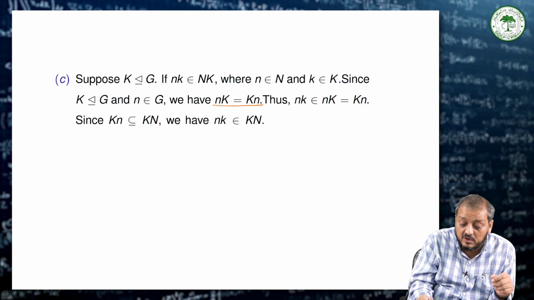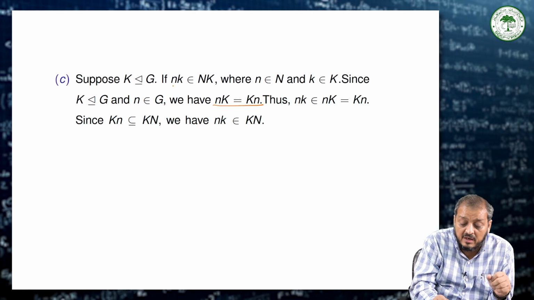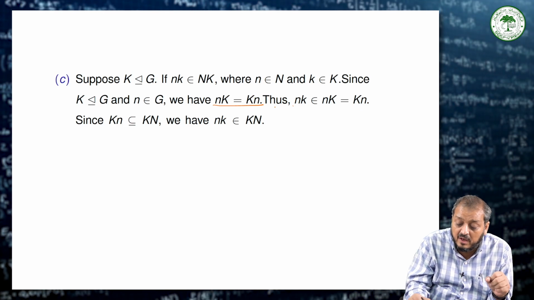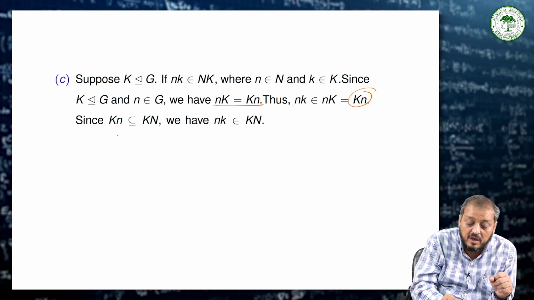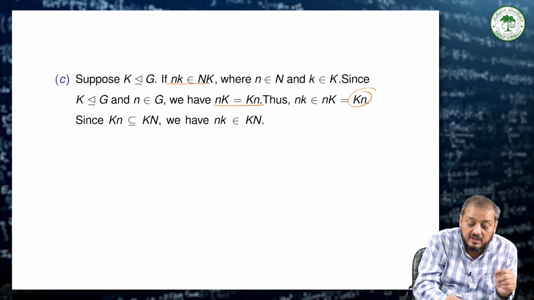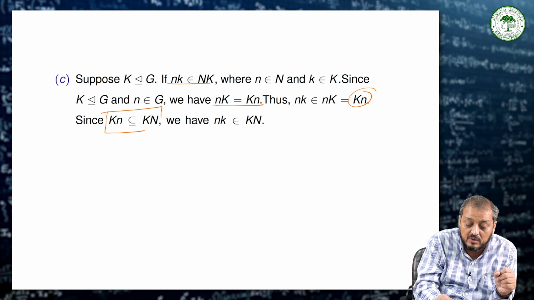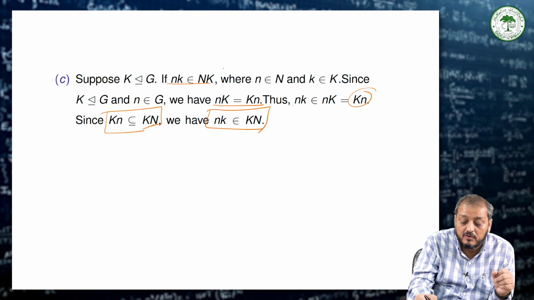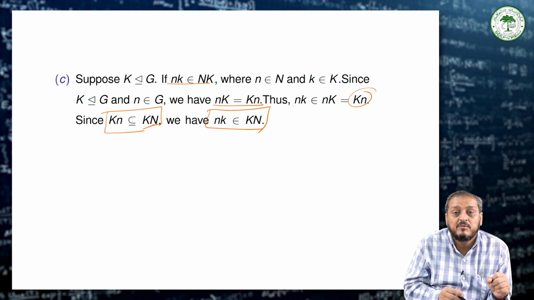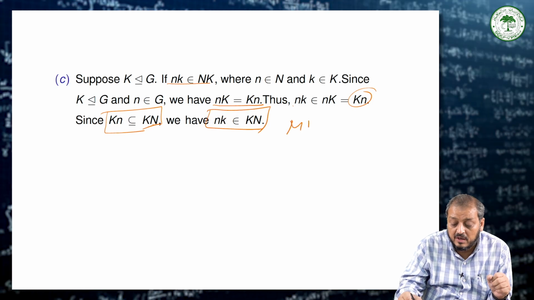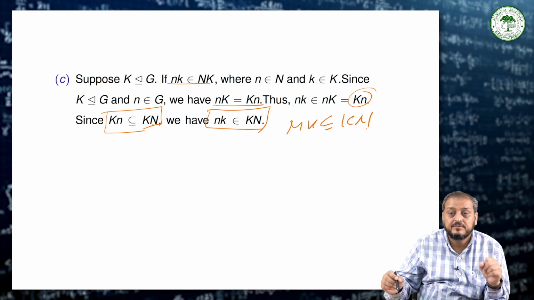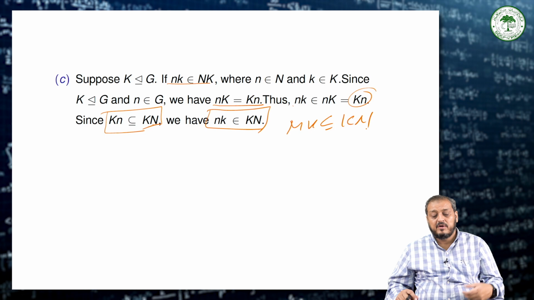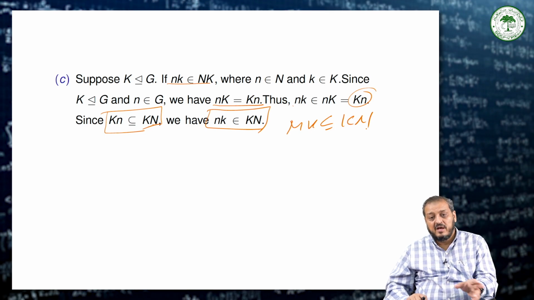By that result, now if this is equal to this, we can say that nk belongs to NK, and NK is equal to KN. Then nk is an element of KN. Since KN contains kn, nk is an element of KN. To show that NK is contained in KN, we take some n, an element of N, where nk is an element of NK.